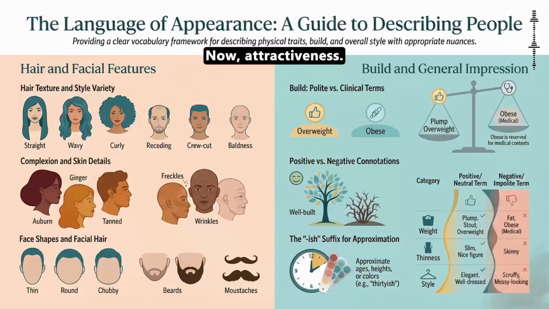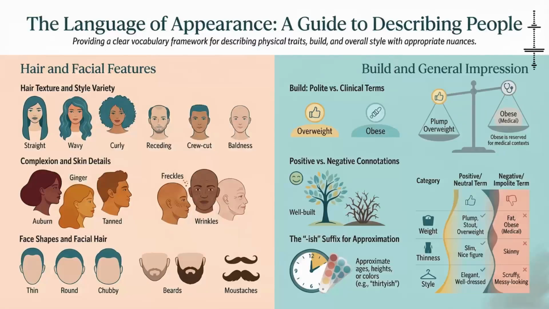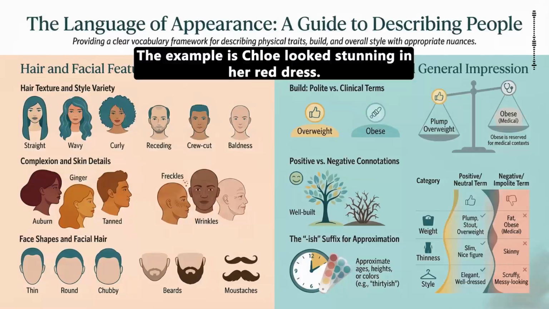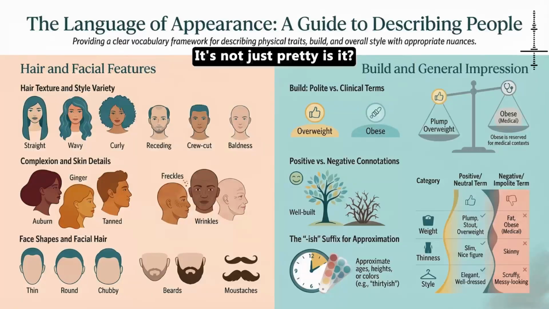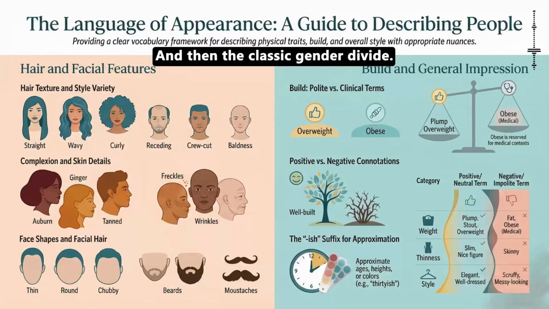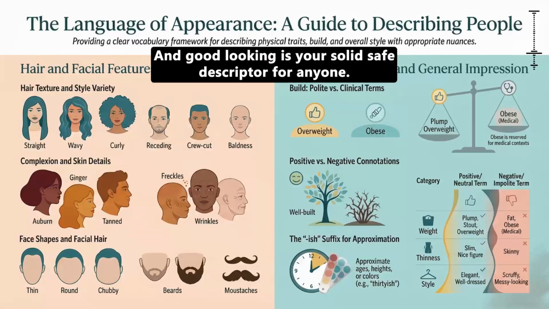Now, attractiveness. The text throws out a really strong adjective. Stunning. This is a high voltage word. The example is, Chloe looked stunning in her red dress. It's not just pretty, is it? No, pretty is nice. It's pleasant. Stunning stops the conversation. It means overwhelmingly attractive. It literally stuns you. And then the classic gender divide. Handsome for men, beautiful for women. Generally, yes. And good looking is your solid, safe descriptor for anyone.